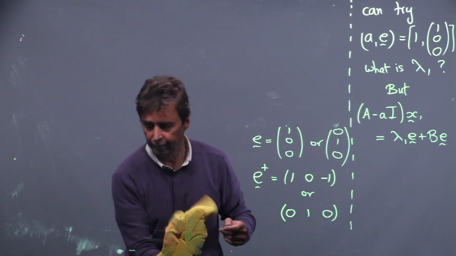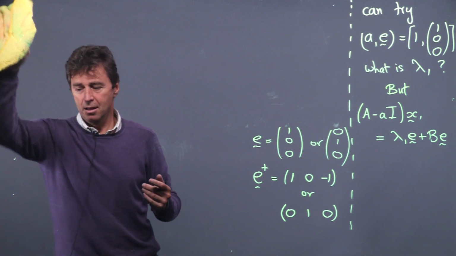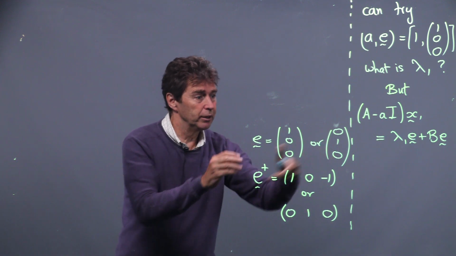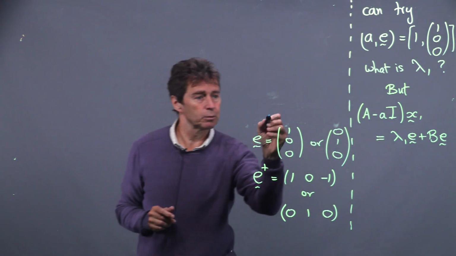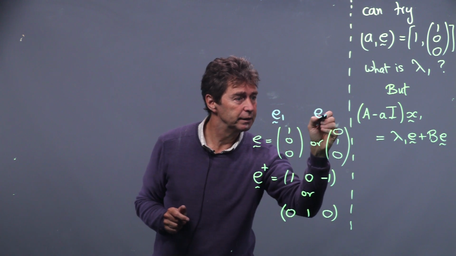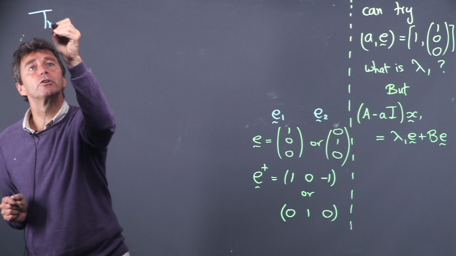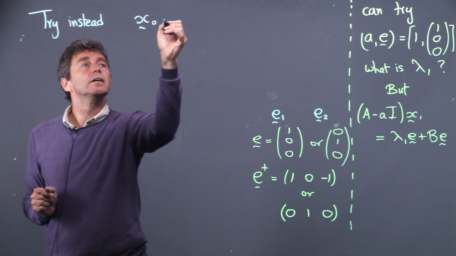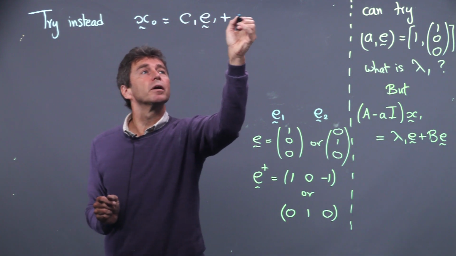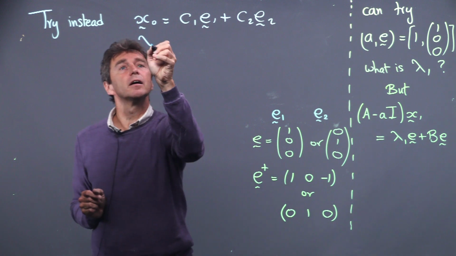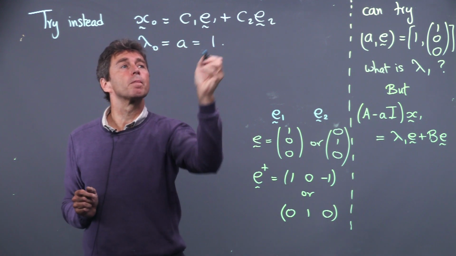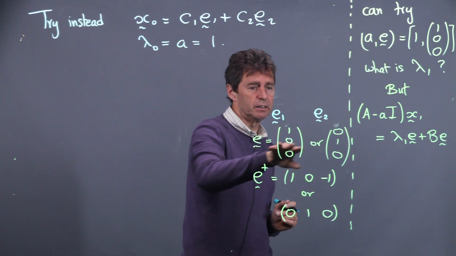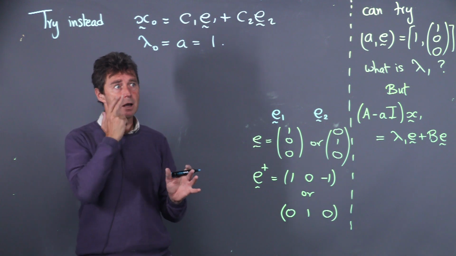Maybe the thing to do would be to give myself a bit more freedom, and let's just use some arbitrary combination of those two possibilities. So let's call this one E1 and this one E2. So I'm going to try instead x0 is equal to C1 E1 plus C2 E2, and lambda naught is still going to be A, which is 1. So I'm going to give myself a bit more freedom by having some arbitrary constants in here and having some multiple of that. What happens if I do that?